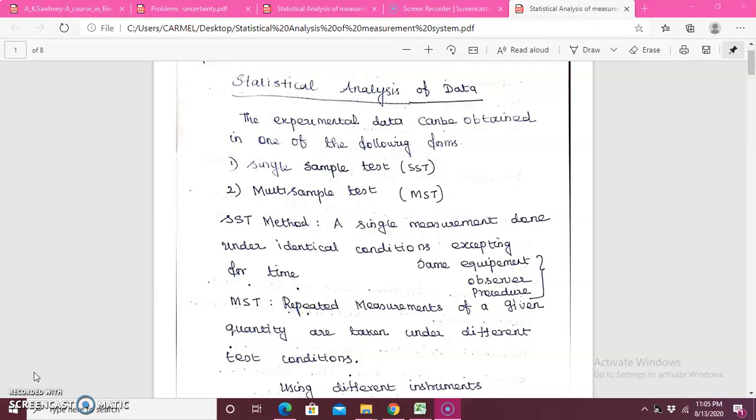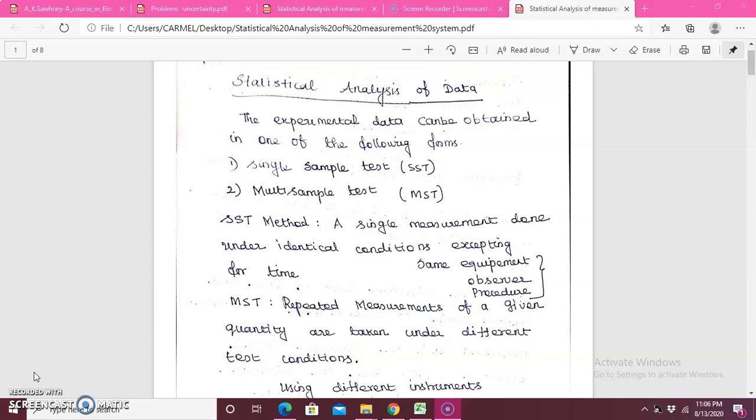Before getting into statistical analysis, experimental data are generally obtained in two forms. The first one is called SST, the other one is called MST. SST is nothing but single sample test. MST is nothing but multi-sample test. From the words you can understand that in a single sample test, we just read the value using the same equipment, that is, a single equipment. Using the same observer, we evaluate the same procedure. So all the things are done through a single setup.